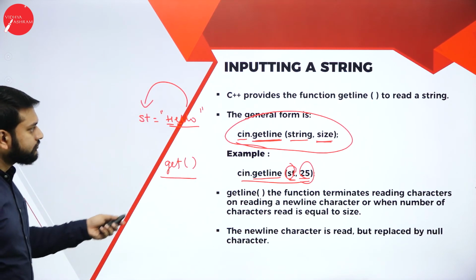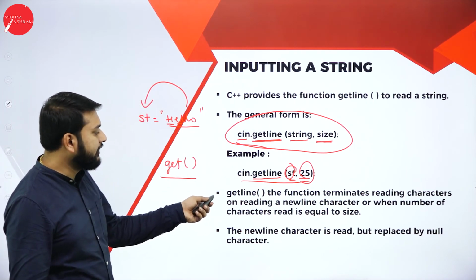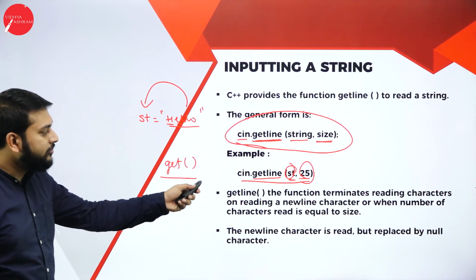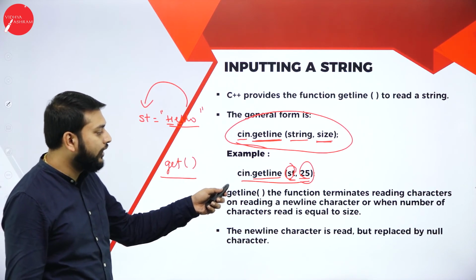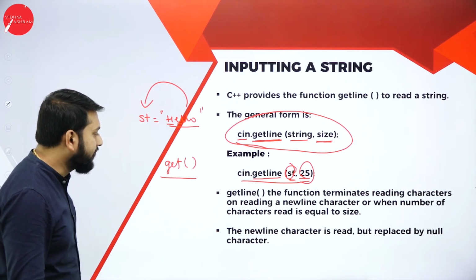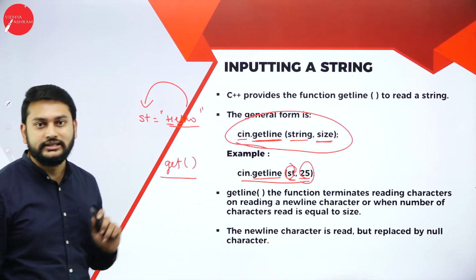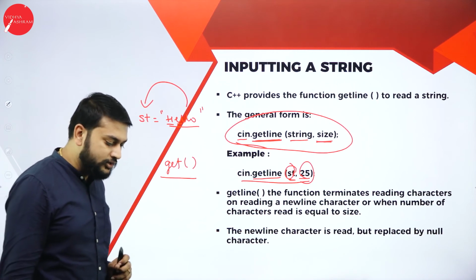So fine, let's check what I have. Getline: the function terminates reading the characters on reading a newline character or when the number of characters read is equal to the size. What have you understood?